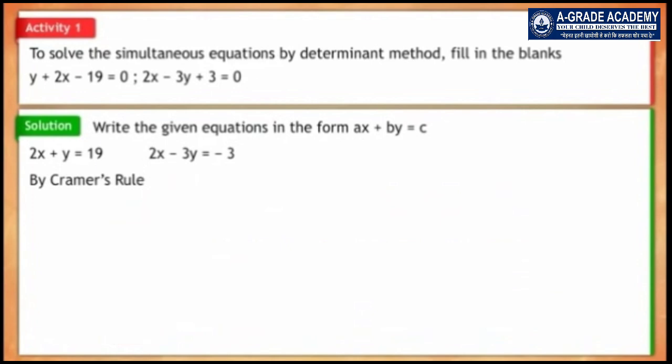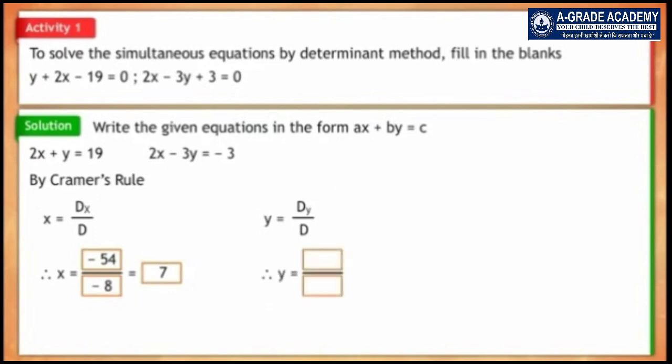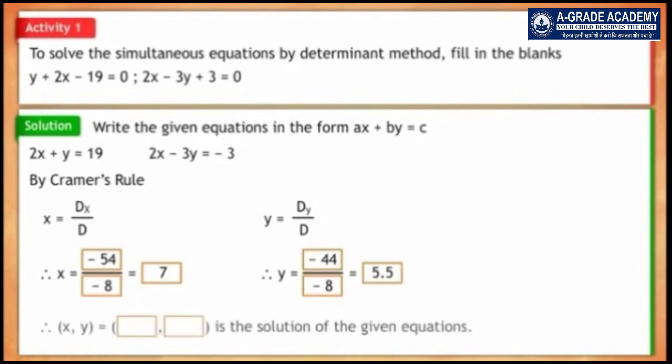By Cramer's rule, x is equal to dx upon d. Therefore, x is equal to minus 54 upon minus 8, which is equal to 7. y is equal to dy upon d. Therefore, y is equal to minus 44 upon minus 8, which is equal to 5.5.